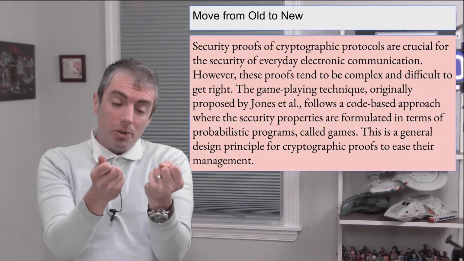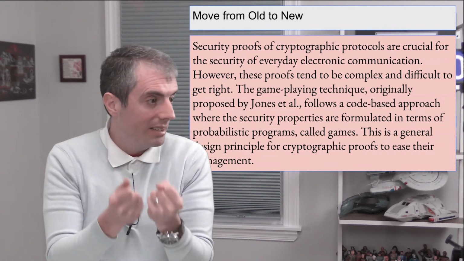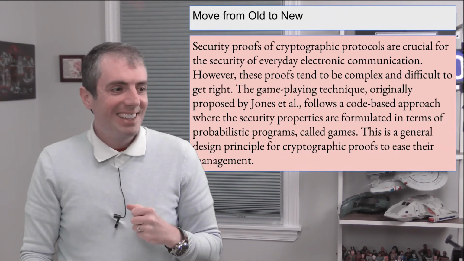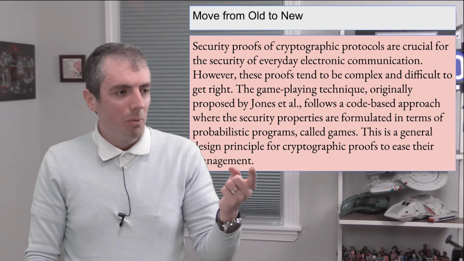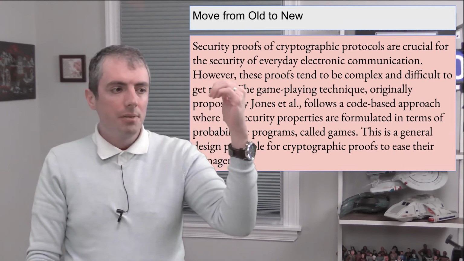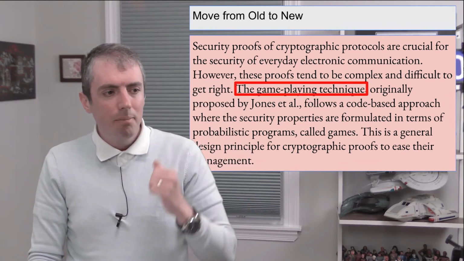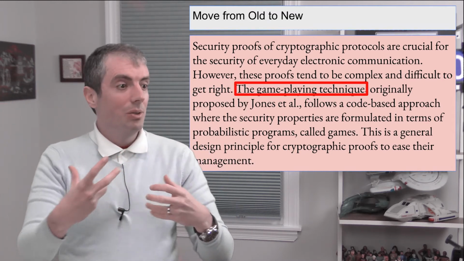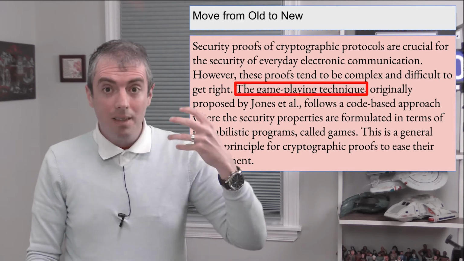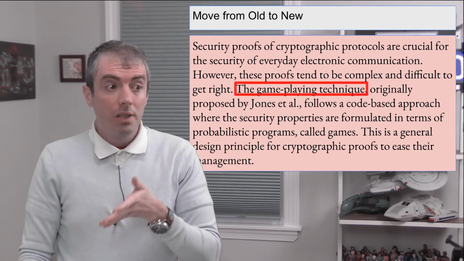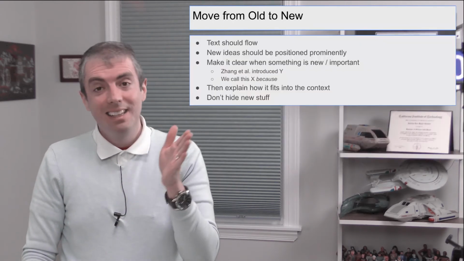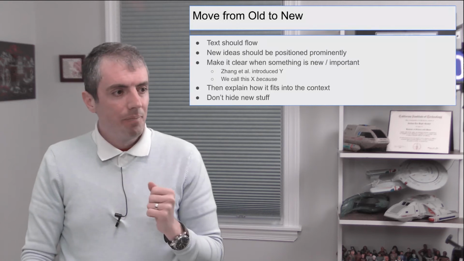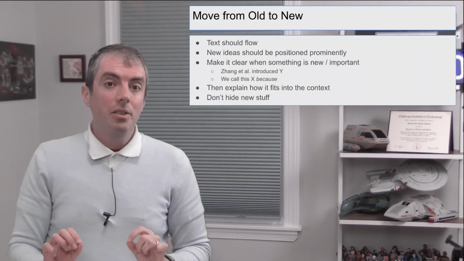Once you have individual sentences that make sense, you need to order them correctly. Let's take a look at this example where it's talking about security proofs. Suddenly, you get the game playing technique out of nowhere. Where did this come from? How does this connect to cryptographic protocols? This is totally new. You want to move from old to new and connect the old ideas to the new ideas. It should be clear when you're introducing something new.